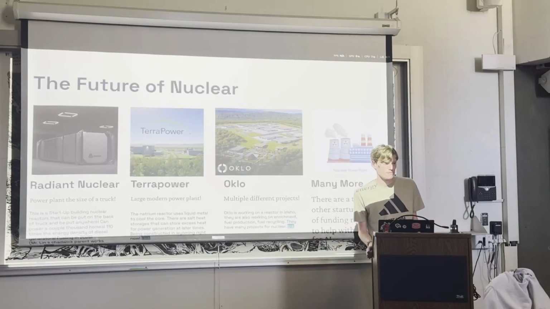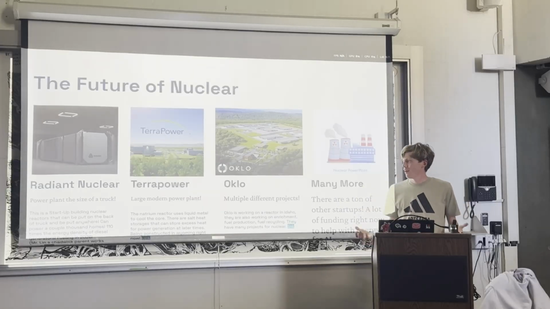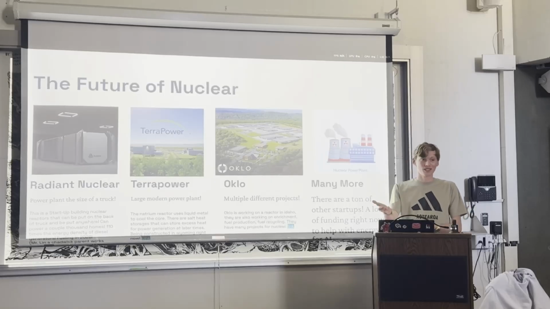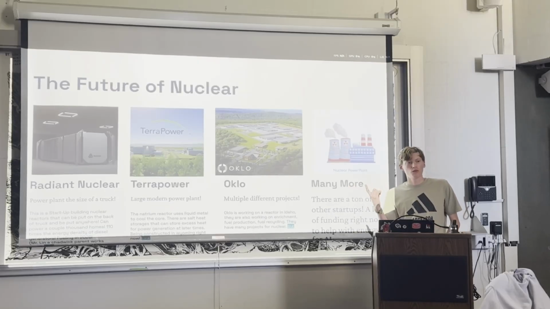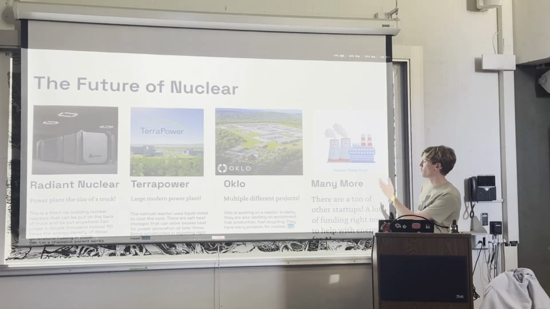So let's talk about the future. We've got all these existing plants, but how about the future? So Radiant Nuclear, which our guest speaker, Mr. Lin, will come up in a second and talk about, is a small modular reactor. And then TerraPower, that's Bill Gates' one. He's got approval to build it in Wyoming. It's a whole new design with molten salt and stuff to help store power. Oklo, they're working on all different projects. They're working on the recycling of nuclear waste and splitting some power plants. And there's dozens of other companies.